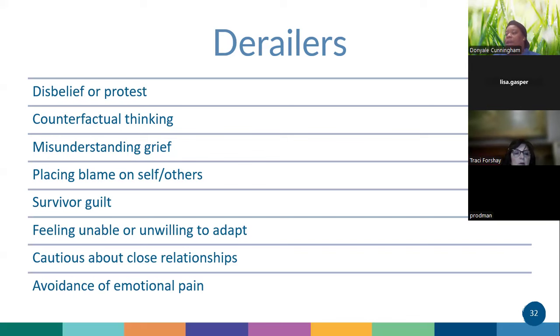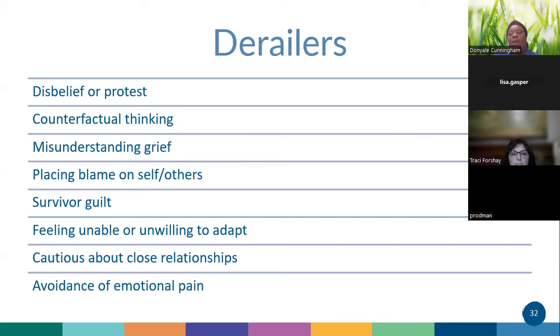Placing blame on self or others. This is a very common experience, often considered part of a bargaining stage, where individuals try to make sense of the loss by assigning fault, whether to themselves or others involved, even when it is not logically justified. Then you have survivor's guilt. That is a feeling of sadness or guilt that can occur after someone survives a traumatic event while others did not.